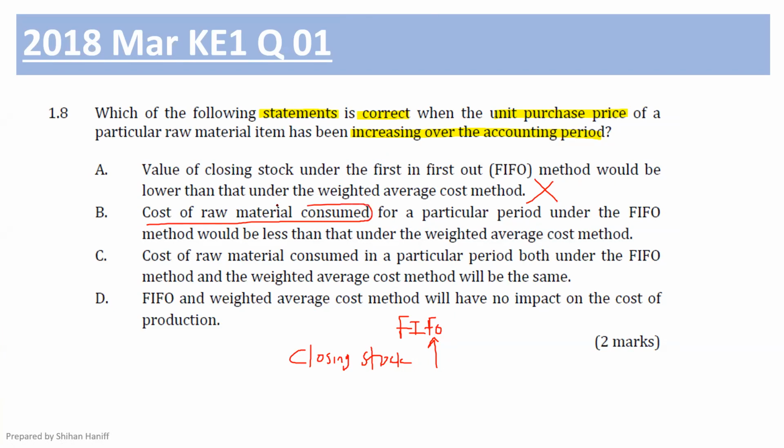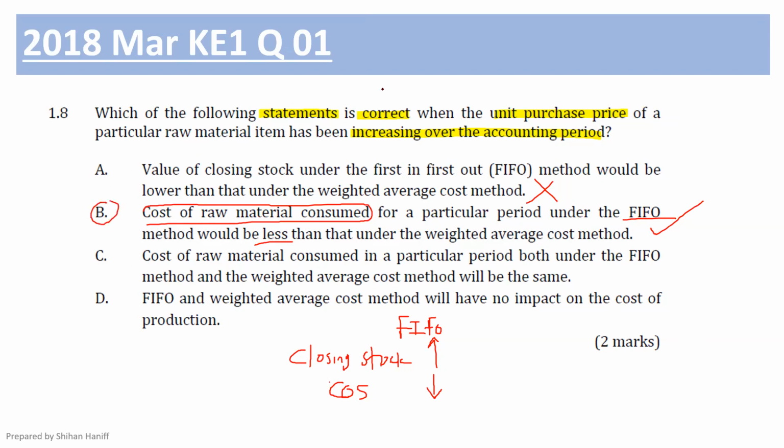Cost of sales, cost of raw material consumed. It is the cost of sales in the first in first out method. If the cost of closing stock is high, the cost of sales will be less in the first in first out method. So this seems to be correct. Because the closing stock is high, the cost of sales is less. So the answer is B.